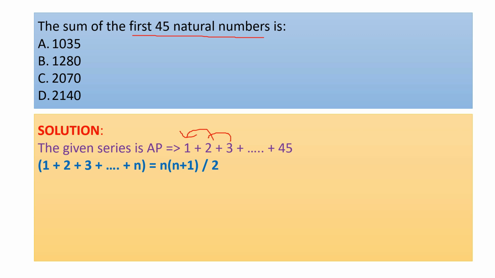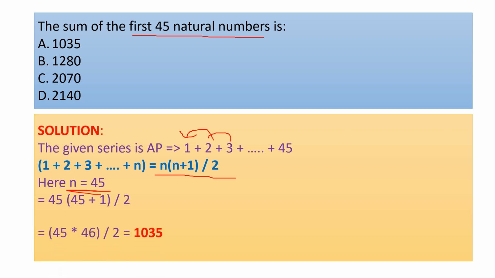Do you remember this equation? We have seen this. 1 plus 2 plus 3 plus up to n gives n into n plus 1 by 2. We know that n is the last term. Here n is 45. So we are replacing n with 45. So 45 into 45 plus 1 by 2. On solving this, we are getting 1035 as the answer. So option A is the correct answer.